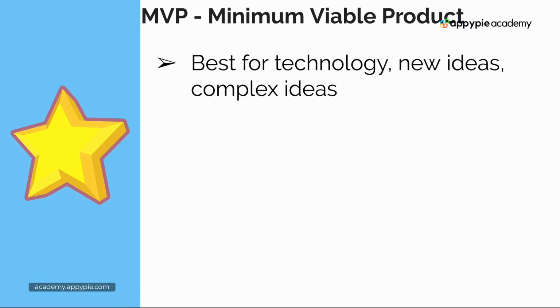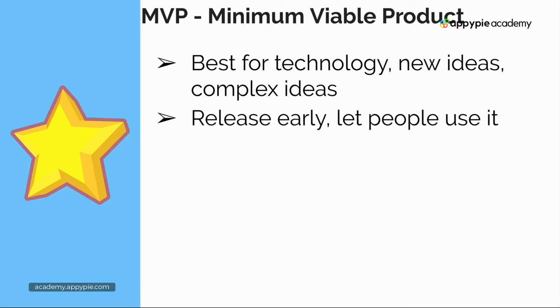for technology businesses, new ideas, innovative ideas, or complex ideas, because there's a tendency to overbuild them and overplan them. And actually what you've got to do is underplan in a way, because you want to release the minimum viable product at the same time, minimum but also viable, so that customers can use it.